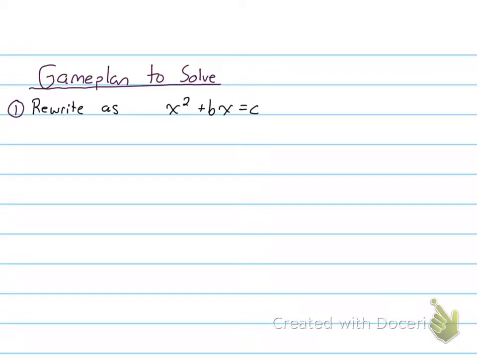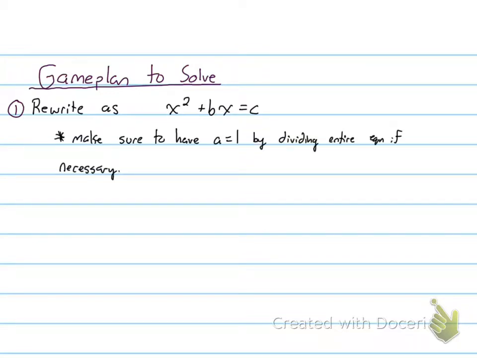So number one, I'm going to want to make sure that my equation looks like the form x squared plus bx equals c, so that constant term's on the other side of the equation now. Also notice that you don't see an a value here. What I'll have to do in some problems is make sure that the a value is equal to 1, and sometimes I'll have to get it that way by dividing the entire equation by that coefficient. You'll see in the next example what I mean.